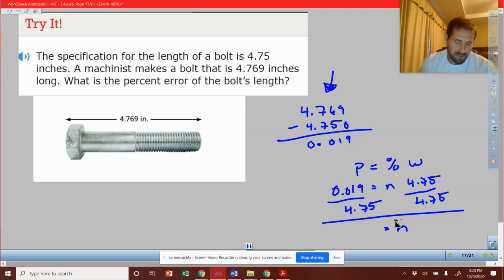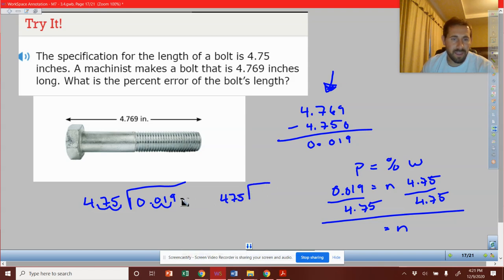So looking at this, let's talk about how we would do this by hand. We would end up having 0.019 and we would end up having 4.75. We cannot divide by decimals, so we'd need to move our decimal 2 spaces over. So 1, 2. So we'd end up looking at 475, and then we moved our decimal here 1, 2 spaces, and we'd have 1.9. So this is what we're going to end up trying to piece together.